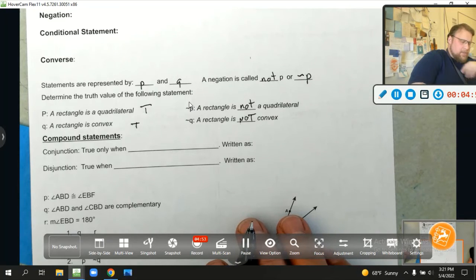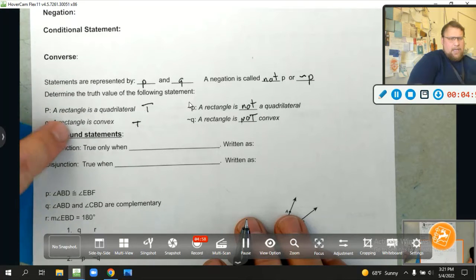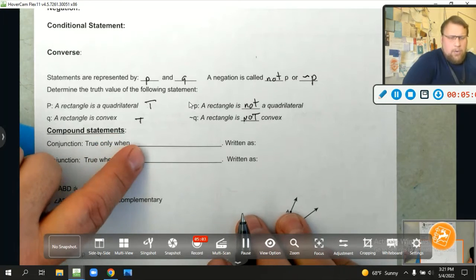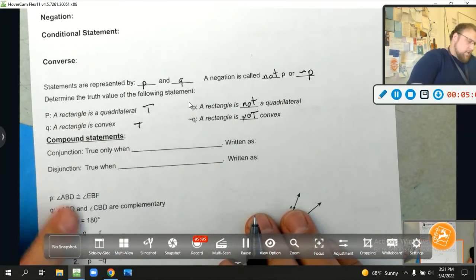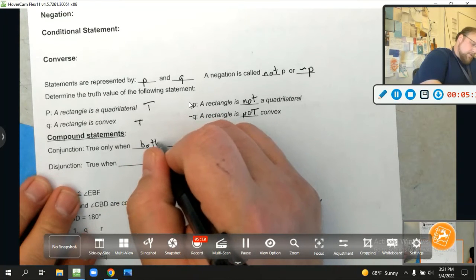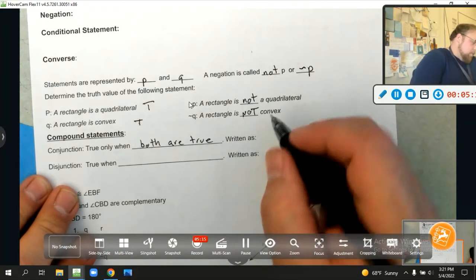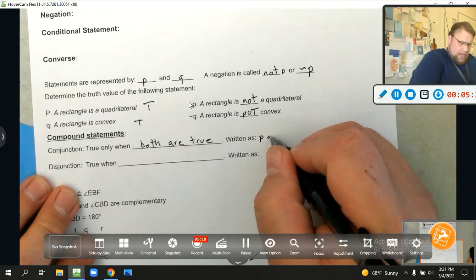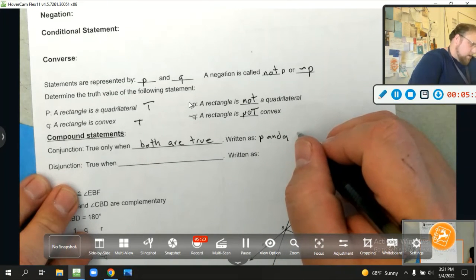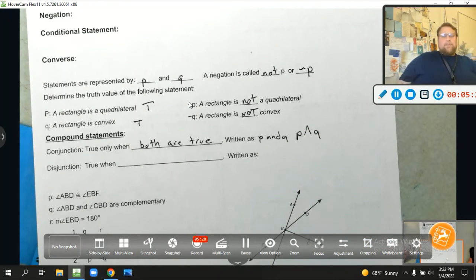Compound statements. Let's talk about it. So now we've learned about statements P and Q. They're just different statements. In this case, P is a rectangle is a quadrilateral, and Q is a rectangle is convex. Now we're going to talk about what we do with conjunctions. First of all, a conjunction is true only when both are true. And how do we write a conjunction? We write it as P and Q, or another way of saying and is using this symbol right here. It looks kind of like a T. P and Q. That stands for P and Q.